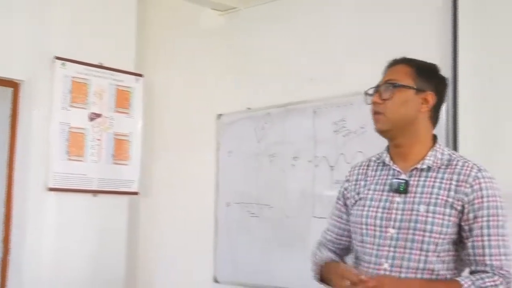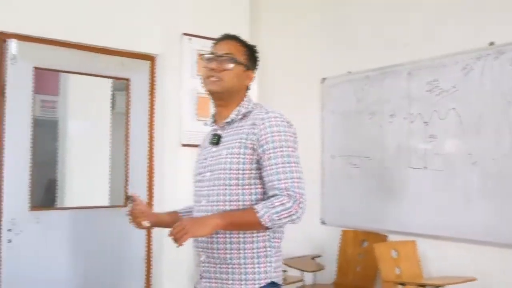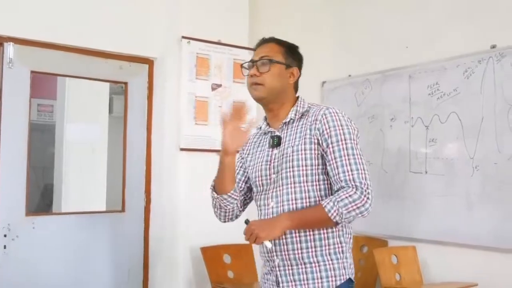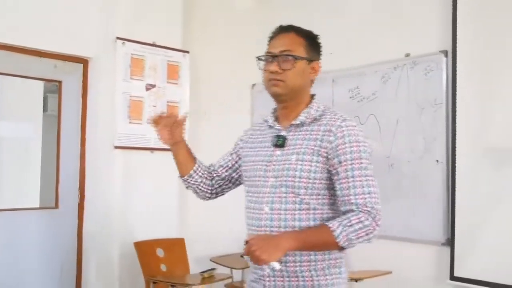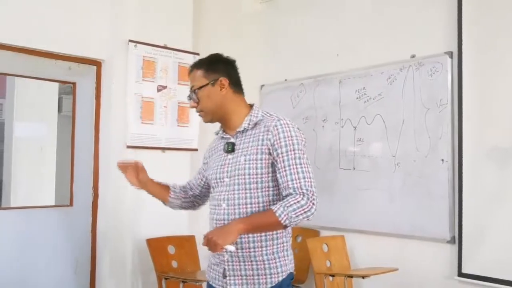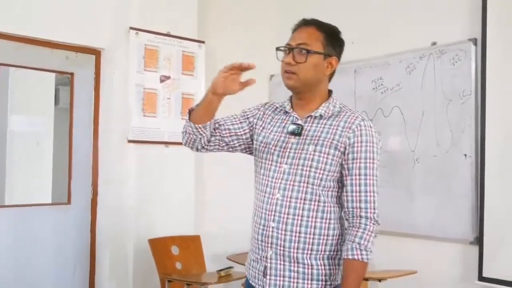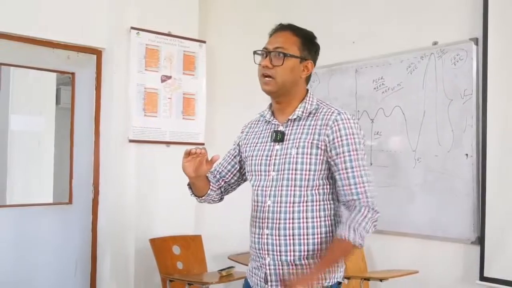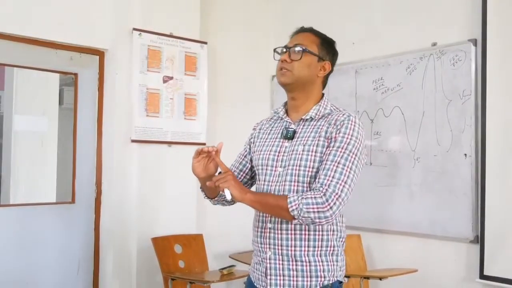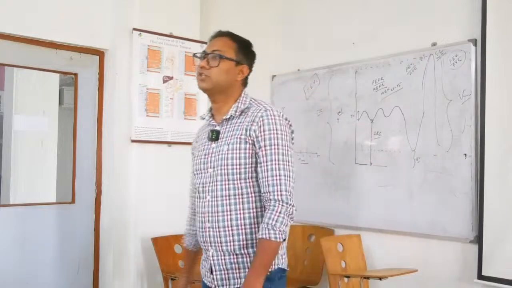Now, instead of releasing vital capacity, I am breathing normally, tidal. Tidal volume, 500 ml in, 500 ml out, 500 ml in, 500 ml out. So normally I am breathing. I am at this position. How much amount of air is inside my lung? FRC, functional residual capacity, right?